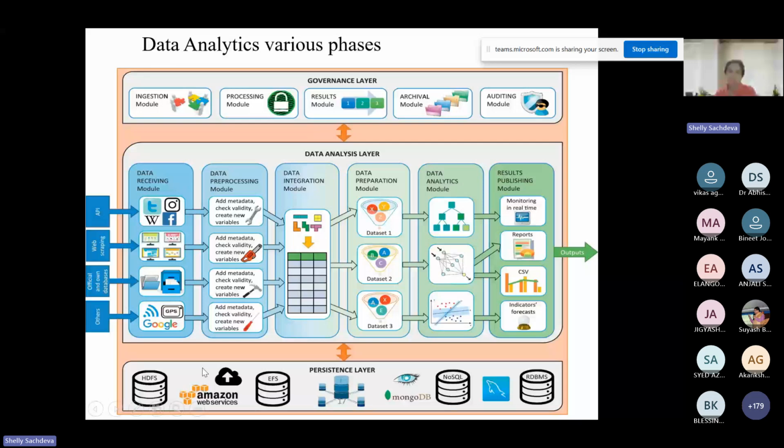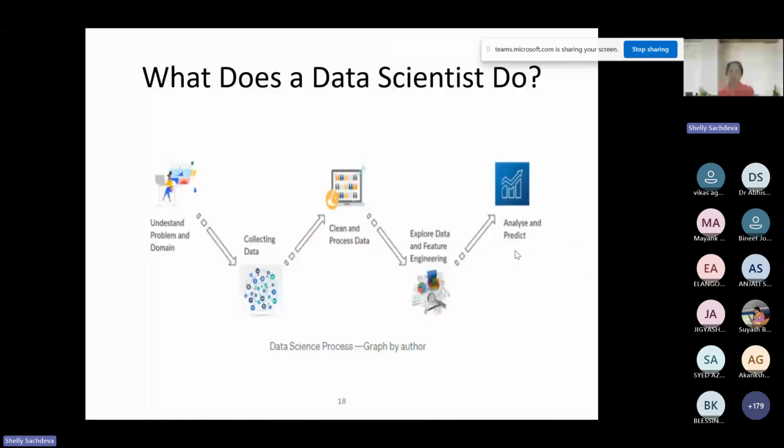I will now demonstrate a case study where I will be revisiting the same thing. I will be understanding the problem and the domain, collecting the data, cleaning and processing it, then data analysis, and then further production.